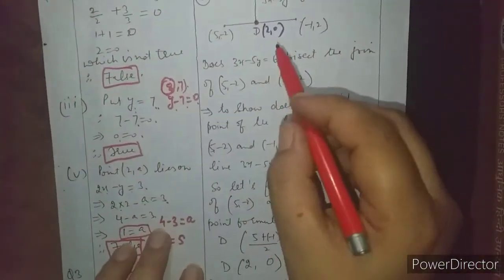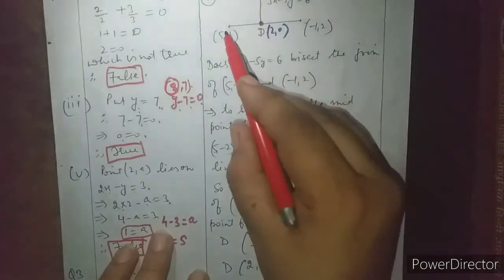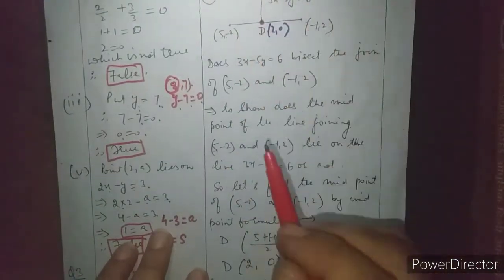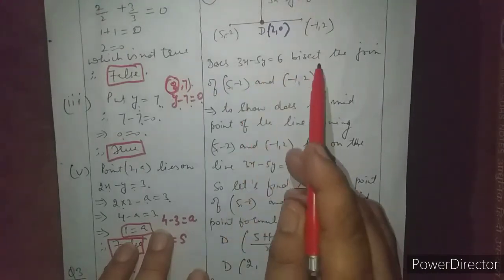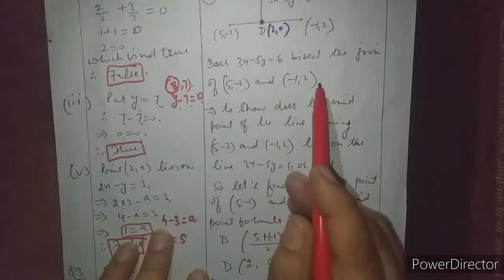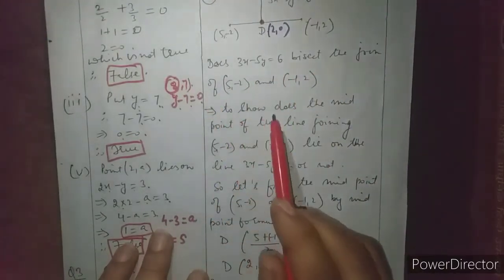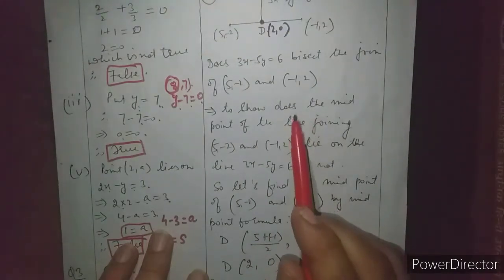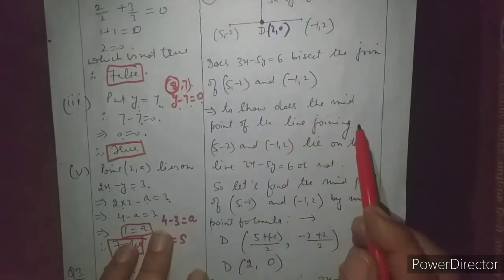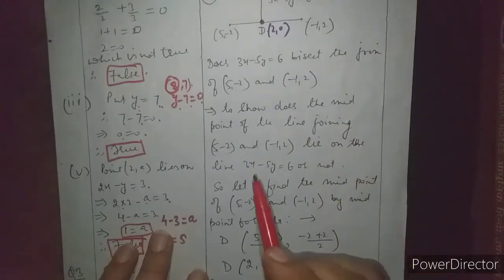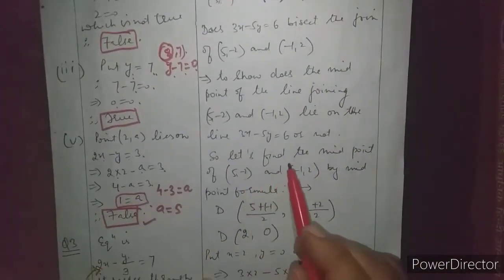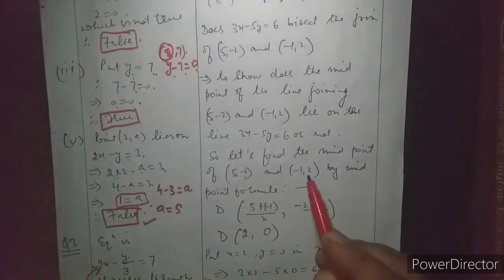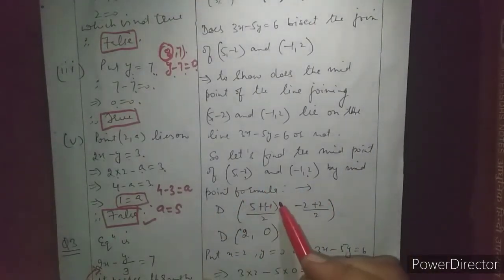For that we have to find out the midpoint of the horizontal line, right? So I have written exactly the same way. Does this line bisect the join of this and this? I repeated the question only. Now to show that the midpoint of the line joining this point and this point lies on this line or not, let us first of all find the midpoint of this point and this point by the midpoint formula.